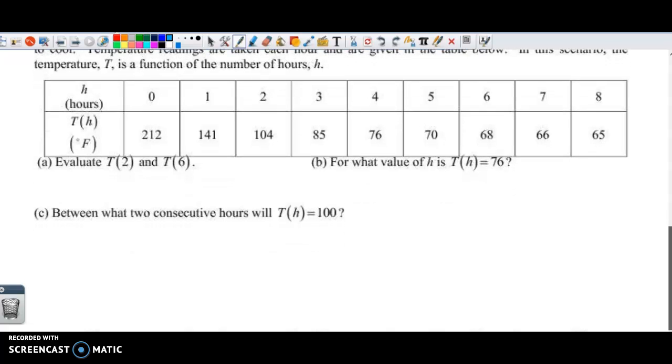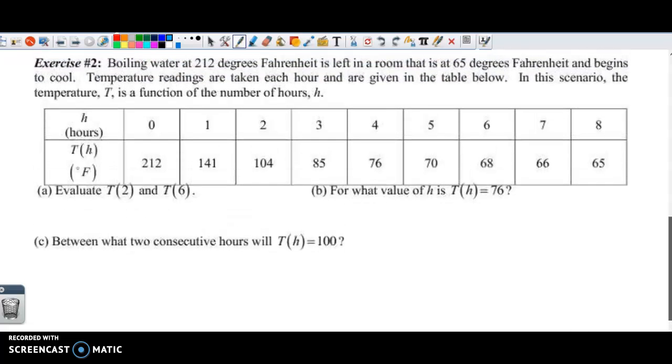So another part that is, I think, very important is being able to read the mathematics. There's not a lot of math being done in exercise 2, but you need to be able to interpret what any of this means. So what we have is, this is a true statement that water boils at 212 degrees Fahrenheit.